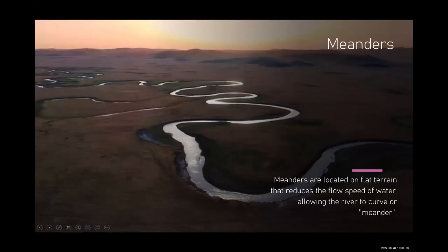So meanders, here they are located on flat terrain. And they reduce the flow speed of water along the river to curve or meander. So again, these follow the lowest points along the floodplain. And when there's something that slows them down, they tend to start to fill up, like you could tell it did here. And then they bend and they wiggle all around. And you can see there is an oxbow lake right here.